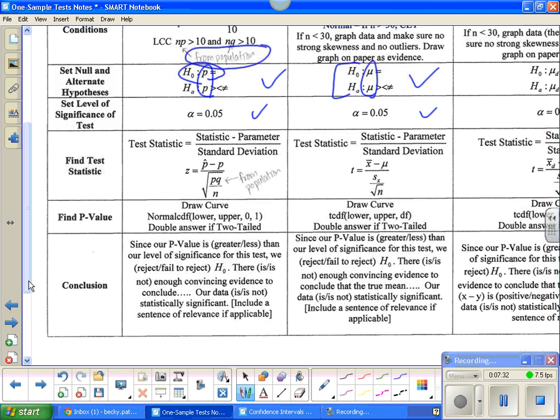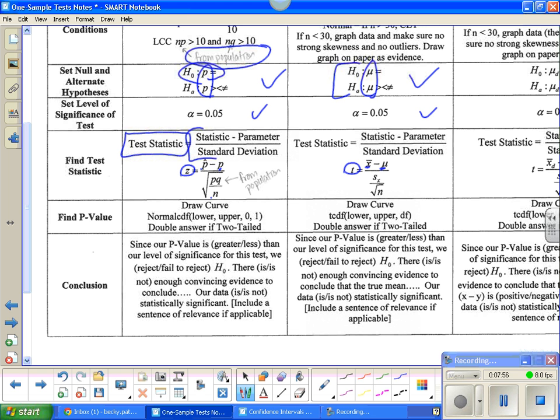Okay. So I have to find my test statistics. Do you see this on your formula sheet? Stat minus parameter over standard deviation. Okay, so for proportions, it's a Z. For means, it's a T. Everybody good so far? You sure? Statistic is your P hat. Parameter is your P. Statistic is your X bar. Parameter is your mu. Everybody good there?